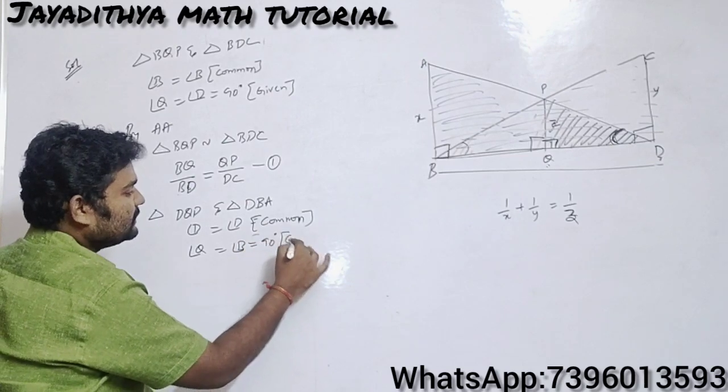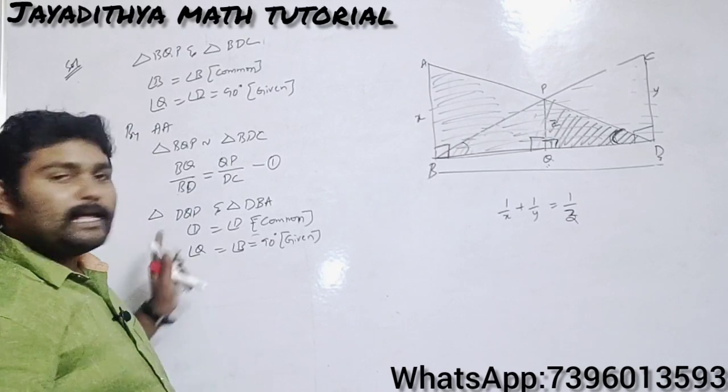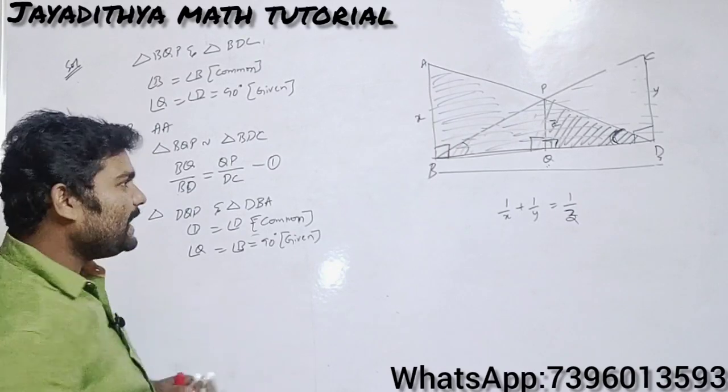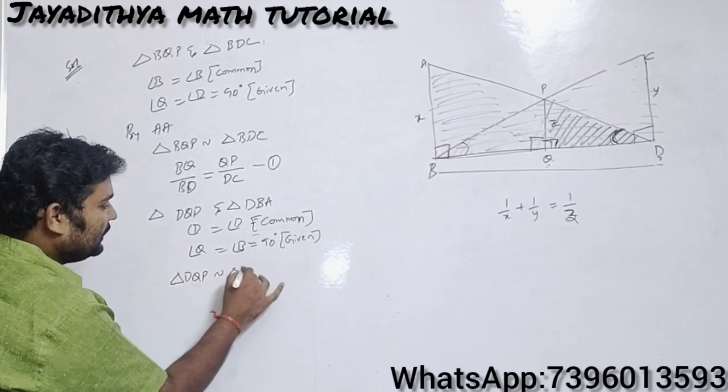90 degrees. That is given. That is the given information. So from these two, what can you write now? So here again you have shown two angles are equal. Therefore by AA similarity, what can you show here? Triangle DQP is similar to triangle DBA.